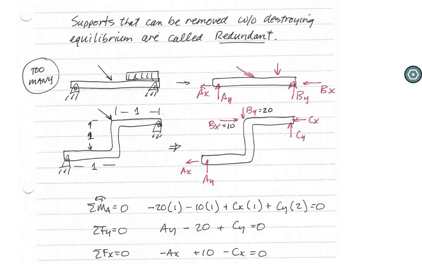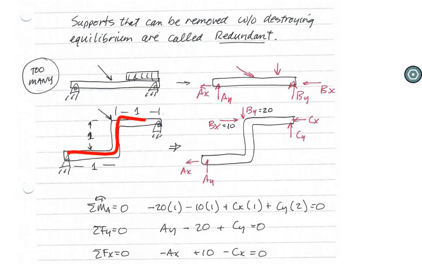And the other common problem is having too many supports, and we talked about this a little briefly. But supports that can be removed without destroying equilibrium are called redundant. And that means there are too many supports. For example, if you have a pin here and a pin here, and all these forces, you end up having too many unknowns, and that doesn't work.